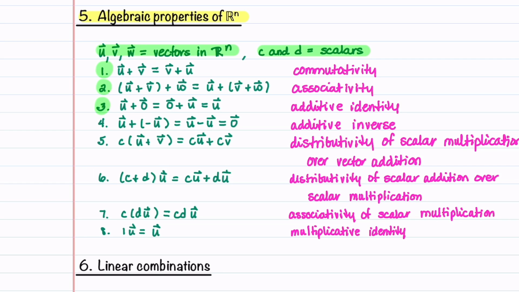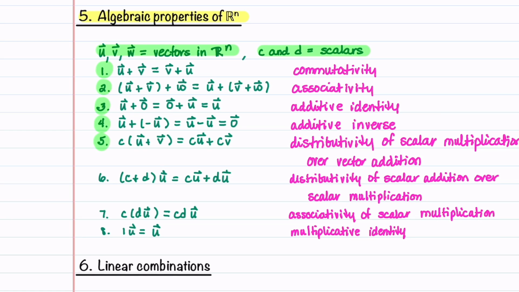The additive identity property tells us that when we add 0 to a vector, we get back that same vector. The additive inverse property tells us that adding the inverse to a vector gives us the 0 vector.